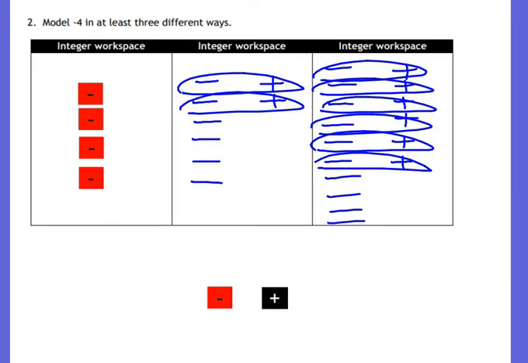I could go on and on finding negative 4. But we'd be here all day.